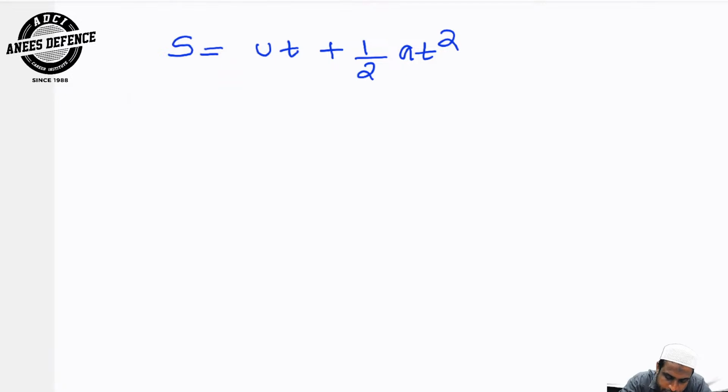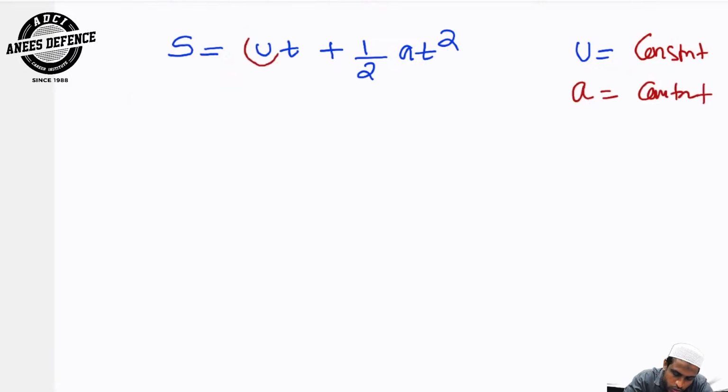They told me that the initial velocity is a constant. Acceleration is also a constant. So this u is a constant here, this term is a constant, and this a is a constant. So normally, y equal to 3x.